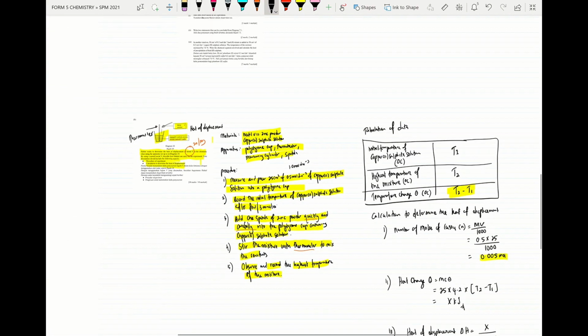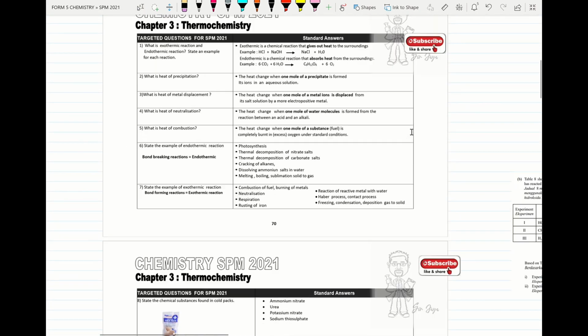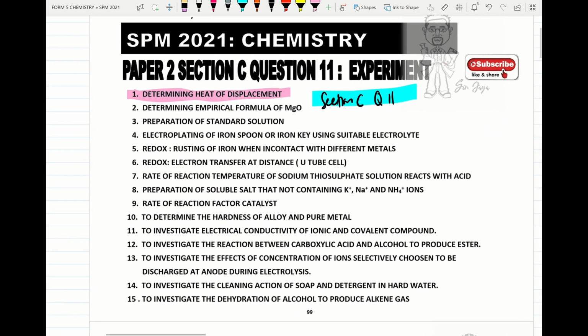That's all for this chapter. Please remember all these experiments. The experiment that students must remember in this chapter is to determine the heat of displacement of copper(II) sulfate solution reacting with zinc, or copper(II) sulfate solution reacting with magnesium.